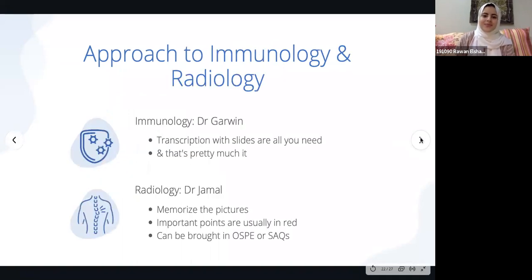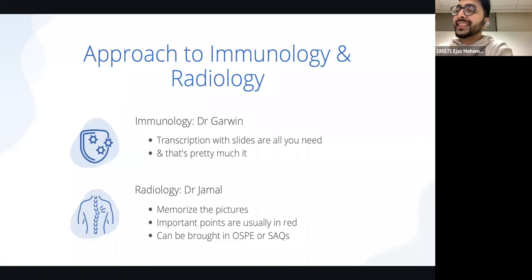And now immunology and radiology. These two subjects are kind of cute in neuro because they're only one chapter each. For immunology, Dr. Garwin, his transcription and slides are enough. You don't really need anything else. For radiology, Dr. Jamal, he's going to be giving you a lot. His lectures, from what I remember, were pretty long, and there's going to be a lot of pictures, of course. But what he told us was that the important points were always in red, so that's what we memorized. We'd go through the slides and just memorize the things in red, and we were good to go.